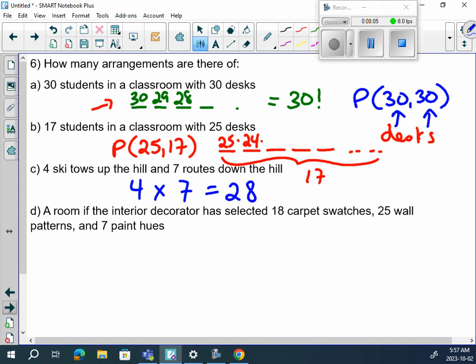Different questions. How many different ways are there? Well, I could go 4 ways up and 7 ways down, 28 altogether. D is essentially the same here. If the interior decoration of a room, okay, 18, 25, and 7. So basically, there are 18 different choices for the carpets. There are 25 different wall patterns and 7 paint hues. So the question is really how many different room options can I have? And this is what we will end up with.